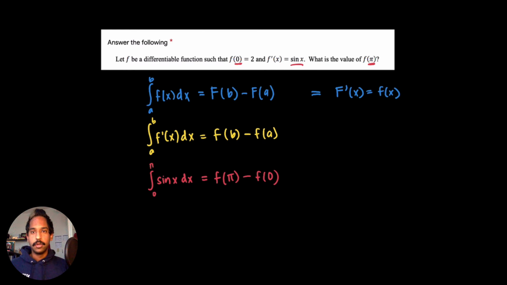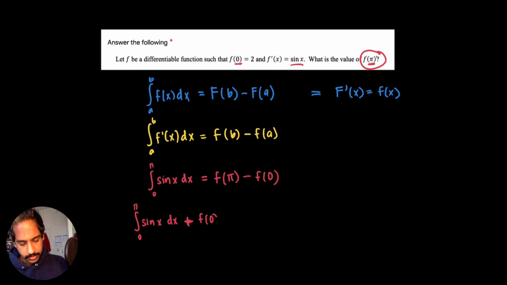Alright. Now, I'm going to rearrange this because the question is just asking us for f of pi. So I'm going to add f of 0 to both sides. So we get the integral from 0 to pi of sine x with respect to x plus f of 0 equals f of pi.